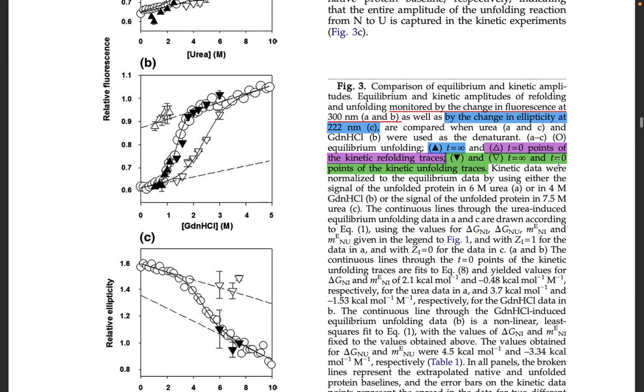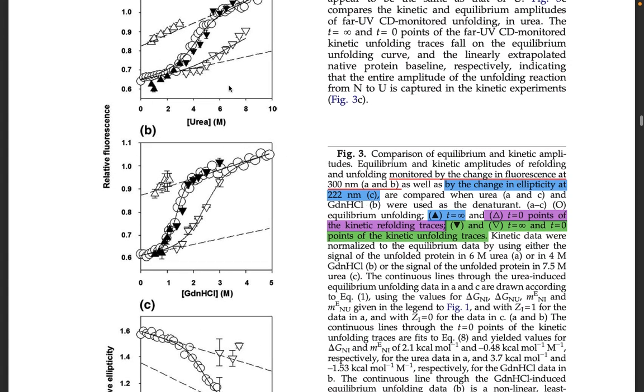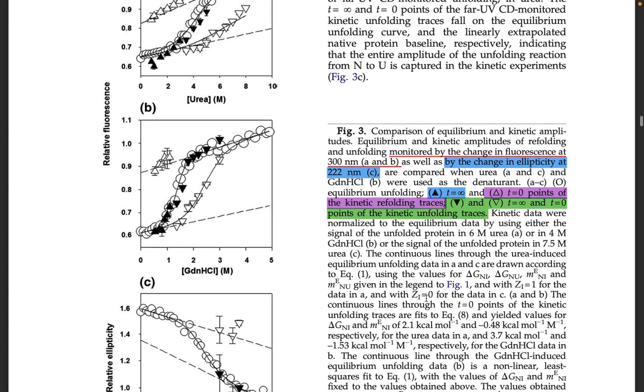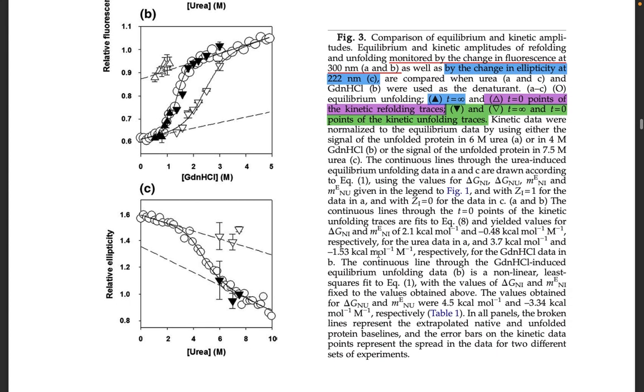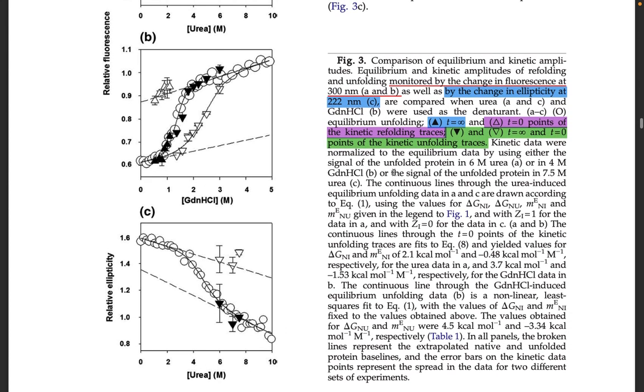Now, kinetic data were normalized to equilibrium data by using either the signal of the unfolded protein in 6 molar urea A or in 4 molar guanidinium hydrochloride B. So the difference between the two is only that it's guanidinium hydrochloride versus urea. Or the signal of unfolded protein in 7.5 molar urea C. So here they have used more urea.